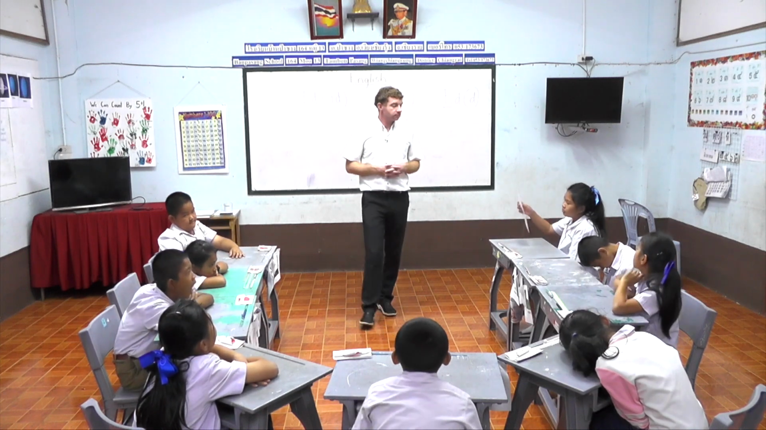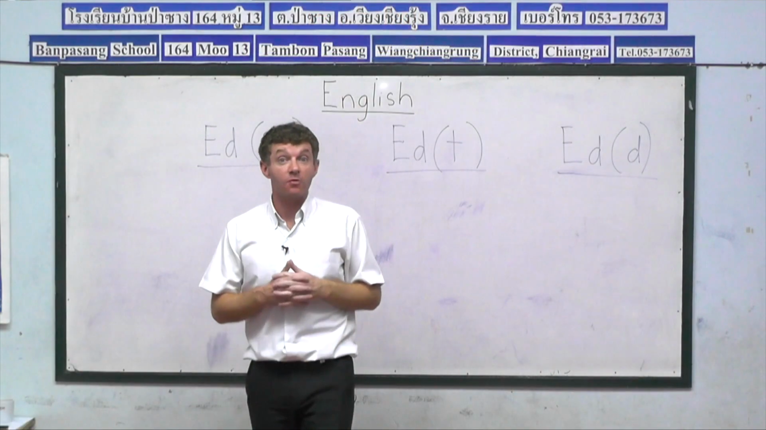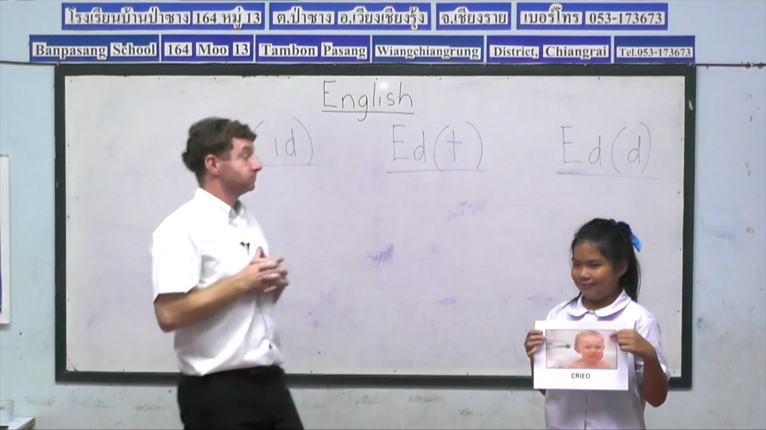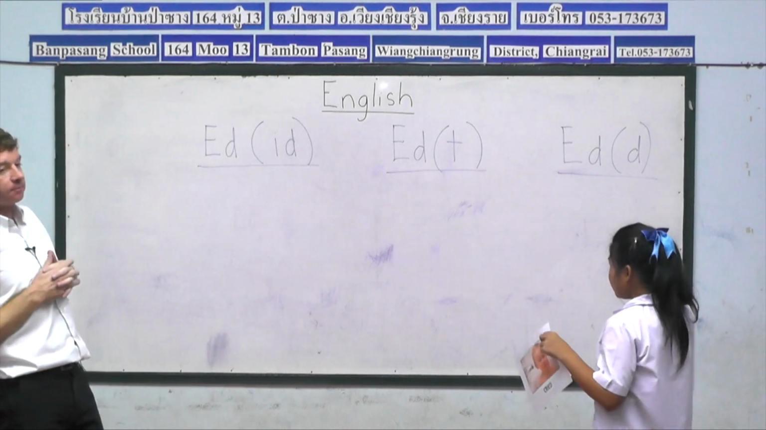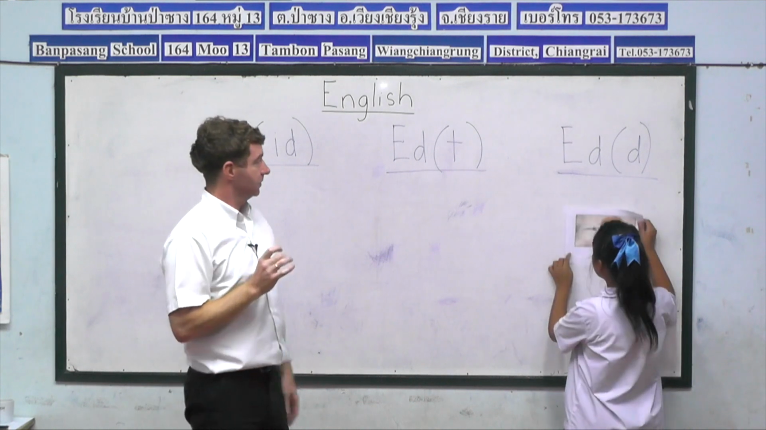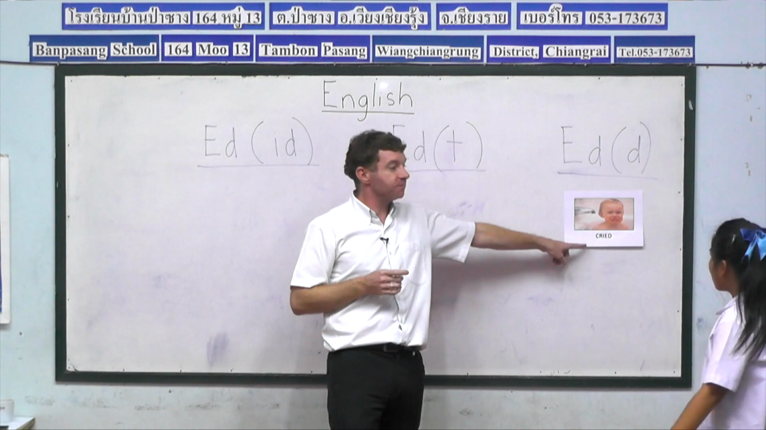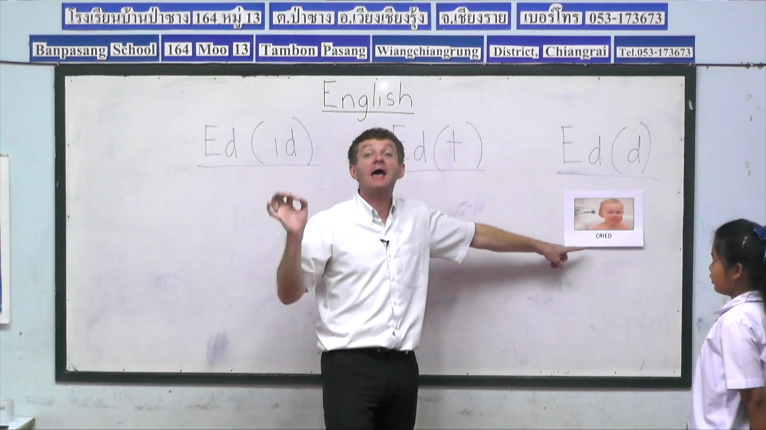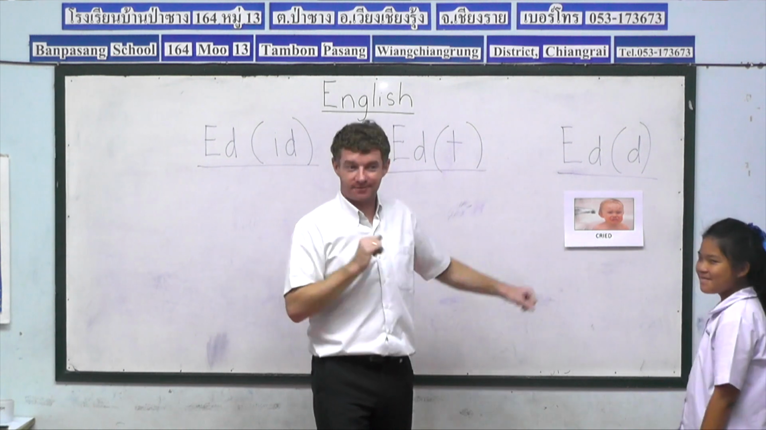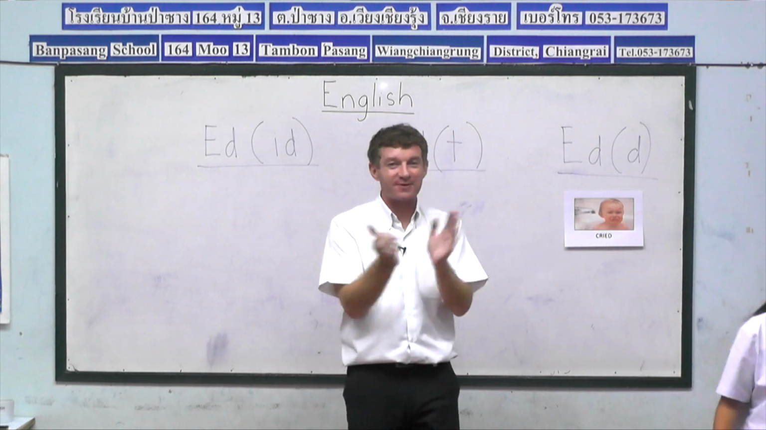So Lakgao, come and show your friends your flashcard. And have a look at the words on the flashcard. Cried. What do we think, guys? ED, but what final sound? As D. Cried. Excellent, Lakgao. So let's hear it from Lakgao one more time. Cried. All together, cried. Excellent, Lakgao. High five. Big round of applause for Lakgao.